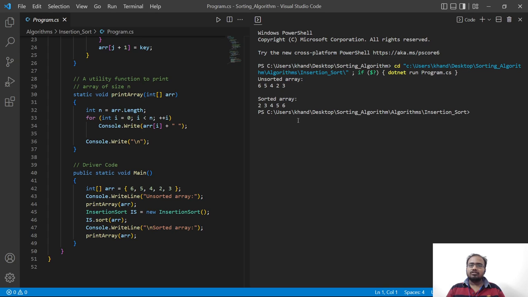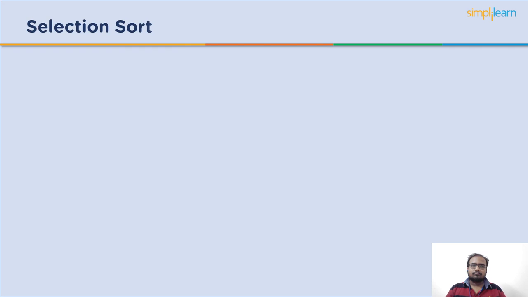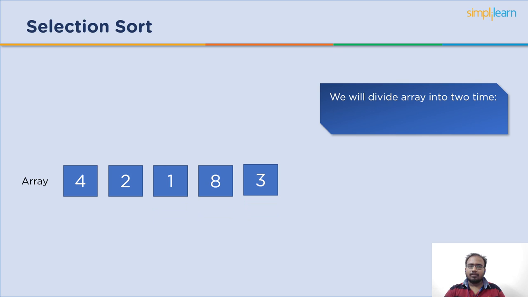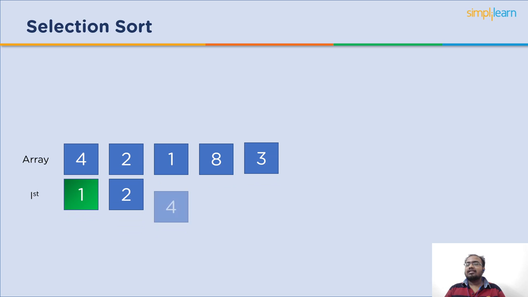Now let's get back to our slides. Next up, we have selection sort. In selection sort, we have an array which is 4 2 1 8 3. Now, first, we will divide this array into two subarrays, an unsorted array and a sorted array. Then, we will find the minimum element from the unsorted array and swap it with the leftmost element of this unsorted array. After that, we will add it to the sorted array.